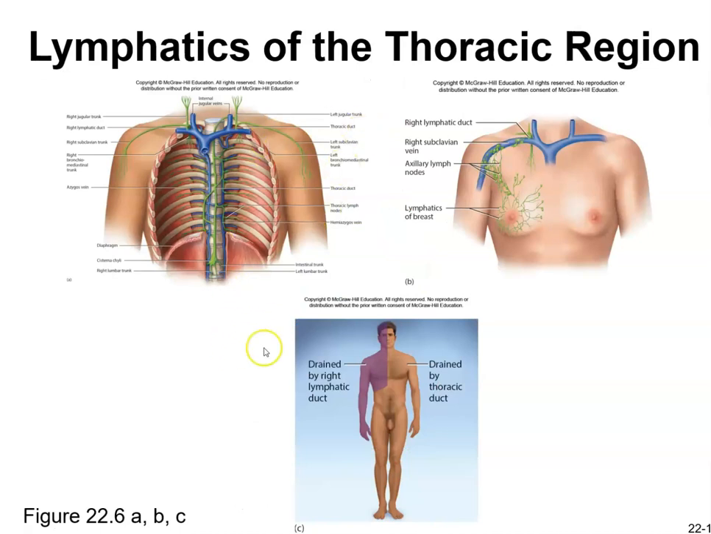All right, so remember the right side of your head, the right arm, and the right thoracic is drained by the right lymphatic duct, but look at this. The rest of the body is drained by the thoracic duct. And then here's the lymphatics in breasts. Remember when we're dealing with breast cancer, we want early detection. We don't want it to spread into the lymphatic system. Once it spreads, it goes into the circulatory system, and then it can spread throughout the entire body.